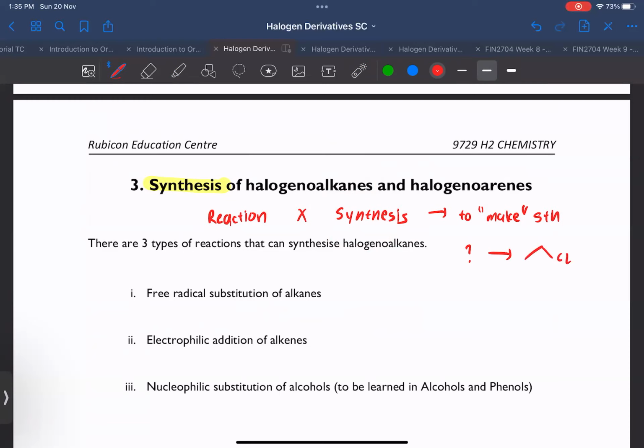But then how about reaction? Reaction is what this compound can react to form. What else can it react to form? So it's about reacting further. In a more specific context, what we mean is halogenated alkanes can react to form other things that we have not learned yet. That's why later on we'll be looking at reactions.